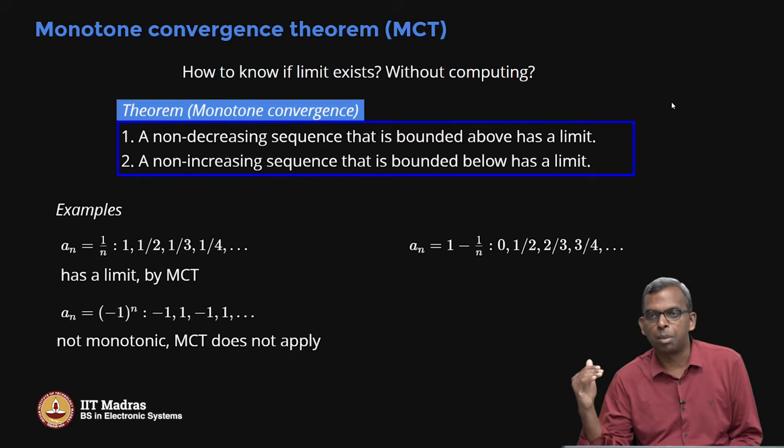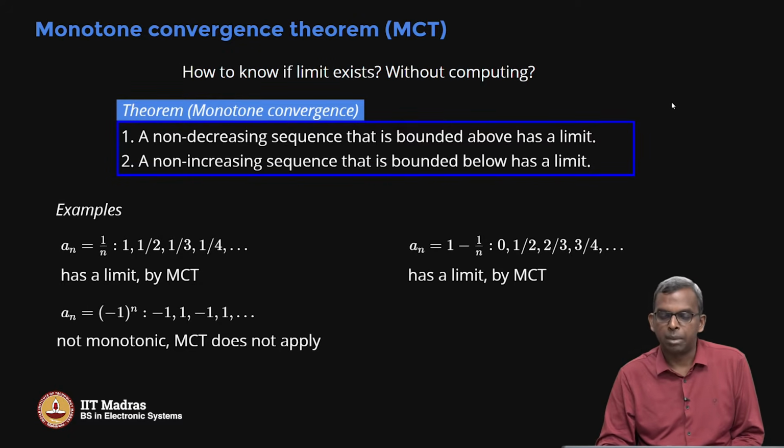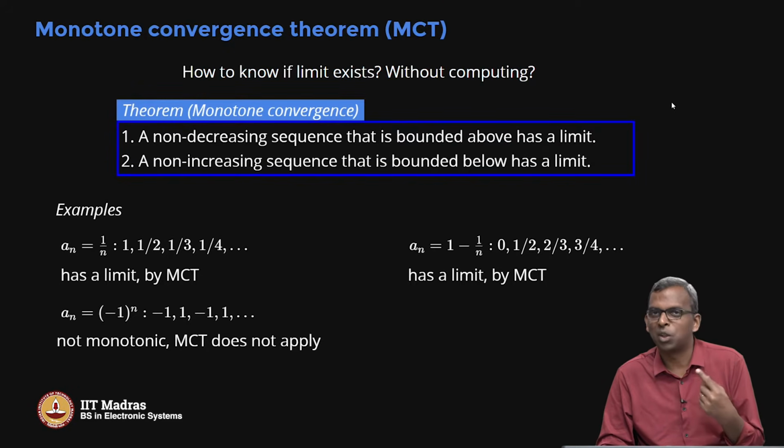So you see there is an upper bound and it is an increasing sequence. So it has a limit by the MCT. It's quite easy to figure this out. I don't have to do the epsilon calculation to find the limit and then show that the limit is finite. I already know that there is a finite limit for this sequence.